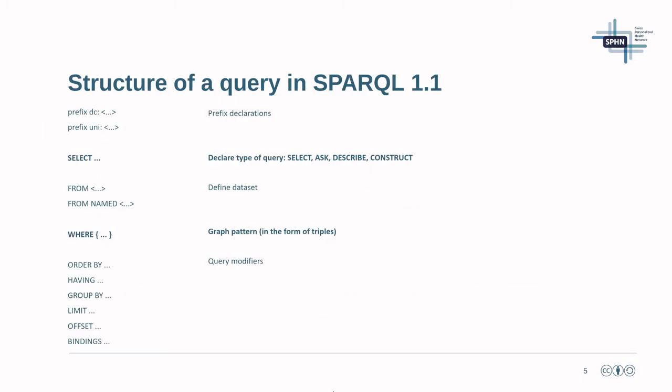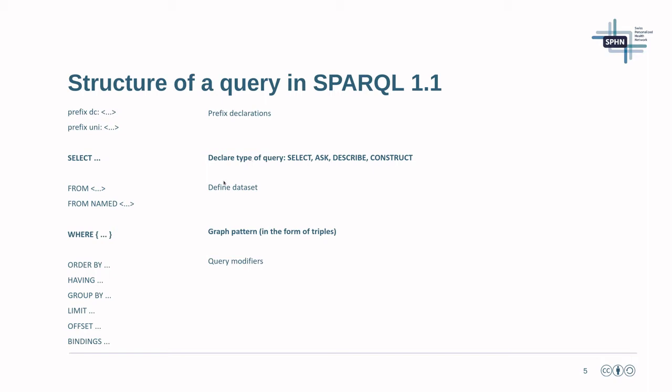The structure of a query is deconstructed into different parts, some of which are mandatory and represented in bold here, and others are optional. First, it is possible to declare prefixes that can be used later on in the query for simplifying the query writing and the visual overload. Then it is necessary to declare the type of query. There are 4 types that are available, and we will see in the next slide what they do.